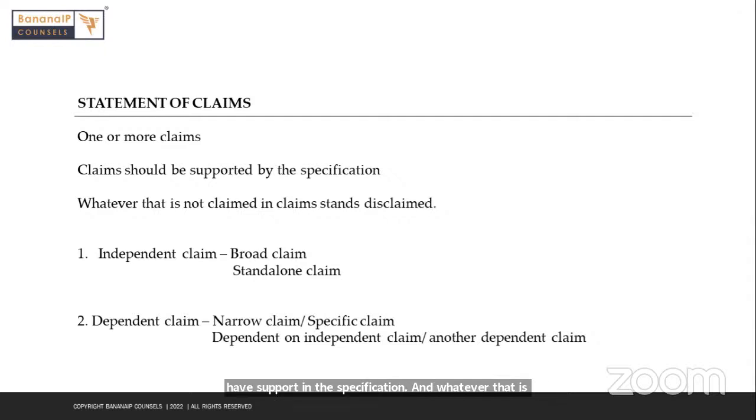Let's say we have a main feature which is not claimed in the claims and we have a reference to that in the detailed description, then bringing that element back into the claims will not be possible. There are two types of claims. One is the independent claim, which is a broad claim or standalone claim. Next is the dependent claim, which is a specific claim, and it is dependent on the independent claim or another independent claim.